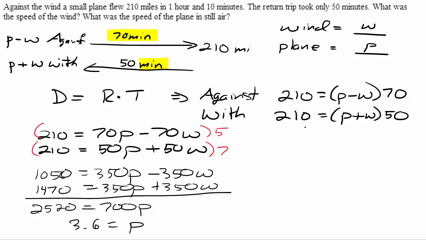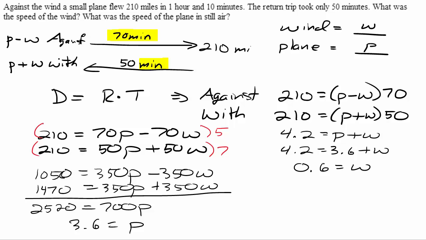So we can go back up here, and we can even use these that aren't factored out, and we can divide both sides by 50. And when you do 210 divided by 50, you get 4.2 equals P plus W, right? So I just took this second one and divided both sides by 50. Now I can plug in my P. 4.2 equals 3.6 plus W. So of course, subtract 3.6 from both sides, right? And you get 0.6 equals w.